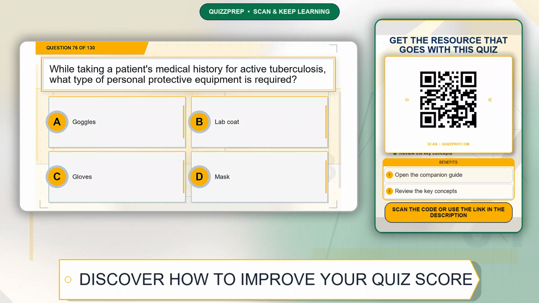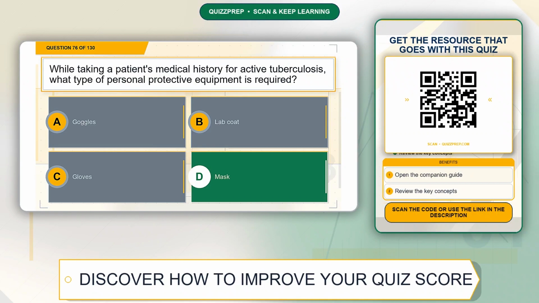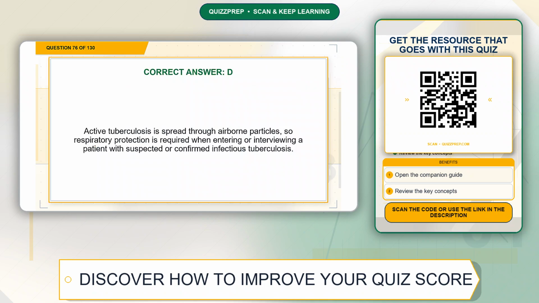Question 76. While taking a patient's medical history for active tuberculosis, what type of personal protective equipment is required? Option A, goggles. Option B, lab coat. Option C, gloves. Option D, mask. The correct answer is option D, mask. Explanation. Active tuberculosis is spread through airborne particles, so respiratory protection is required when entering or interviewing a patient with suspected or confirmed infectious tuberculosis.